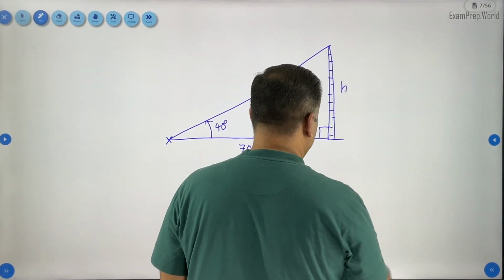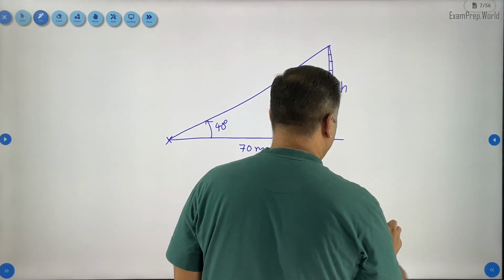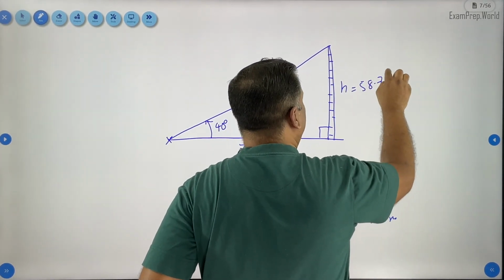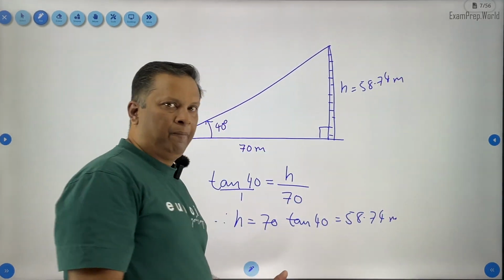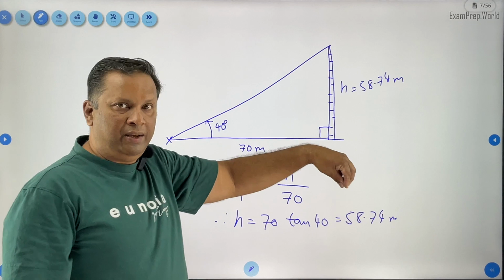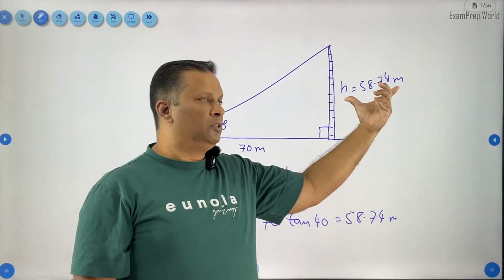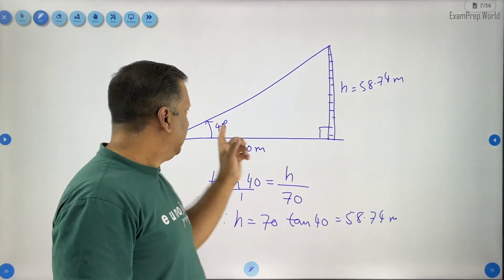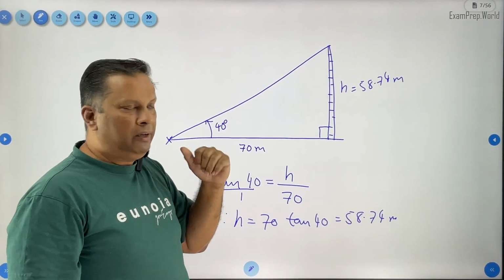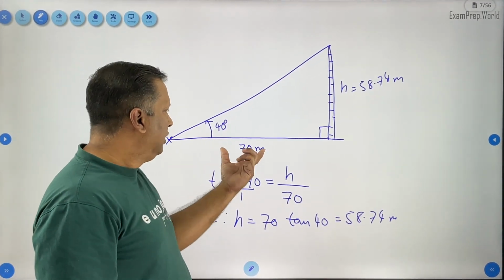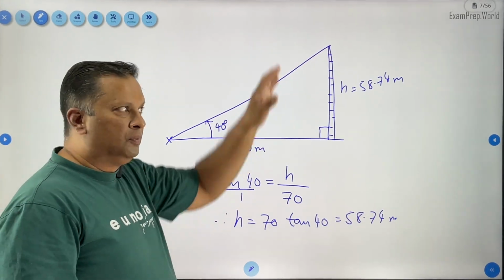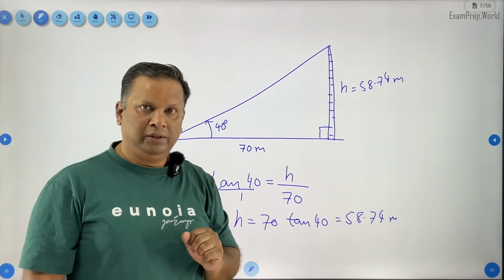That is 58.74 meters. The height is 58.74 meters. See, without actually measuring with a tape, we could estimate. This is very accurate, right? If this angle is accurate and this distance is accurate, this is also accurate. Your accuracy will not be perfect if this distance is not correct, but you can always get a rough estimate of very high buildings and towers or hills, right?